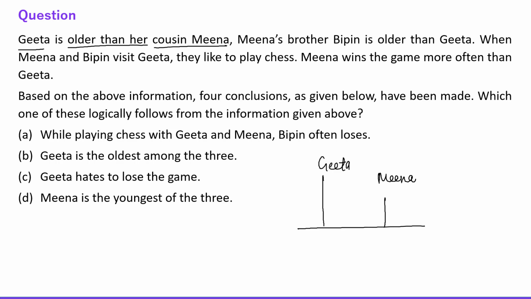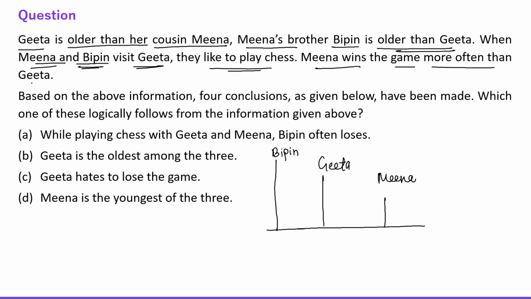Okay. The next statement says Meena's brother Bipin. Bipin is older than Geeta. So Bipin, one more character, and Bipin is older than Geeta. Okay, fine. When Meena and Bipin visit Geeta, they are likely to play chess. Meena wins the game more often than Geeta.